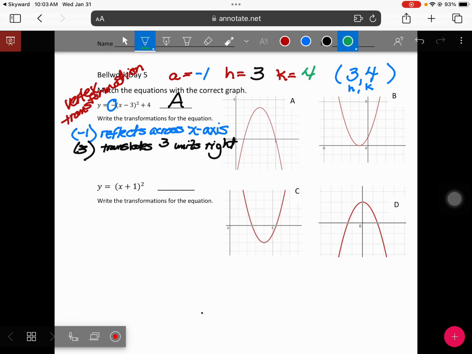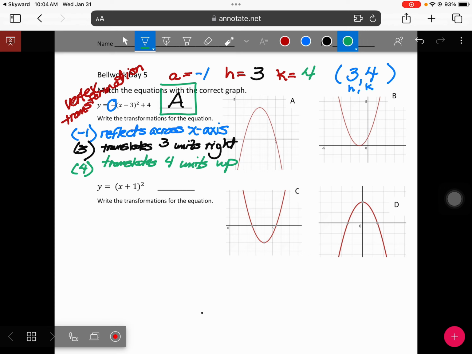And the last one, when I have a k value of 4, what would that be, Osmond? Yes, translates 4 units up. Okay, and that does match up with graph A. Any questions about that? Yes.